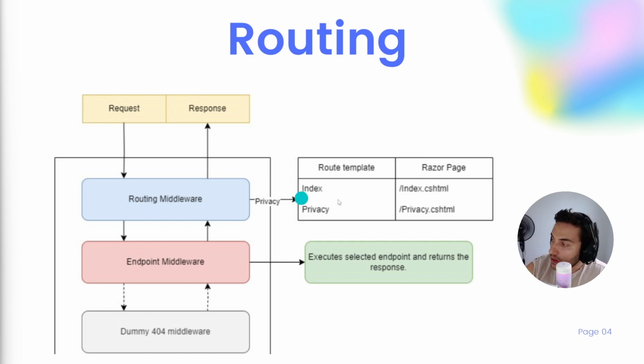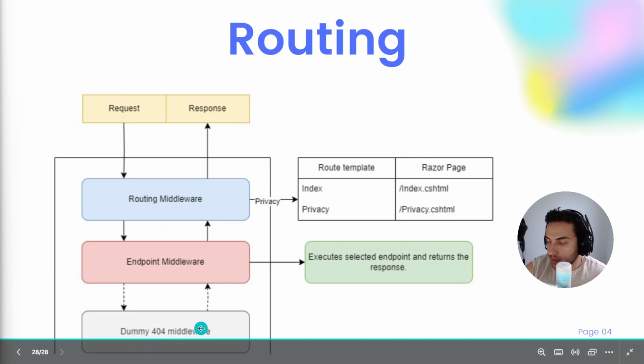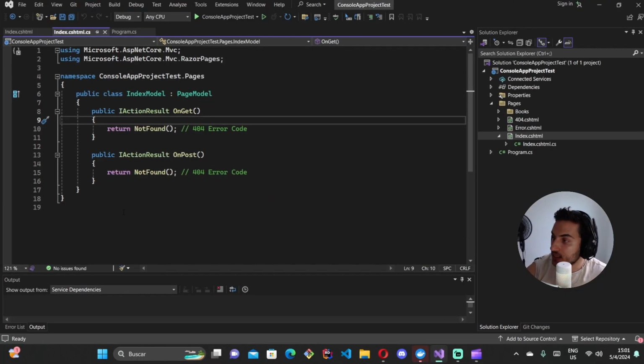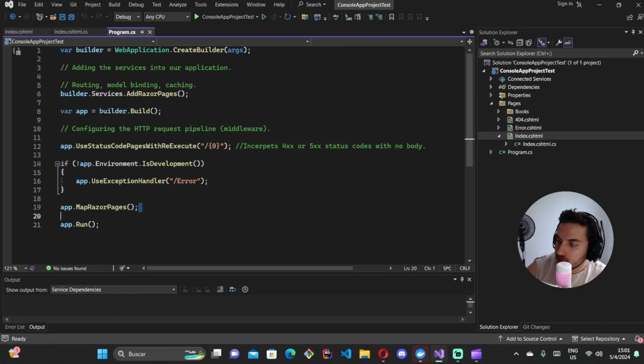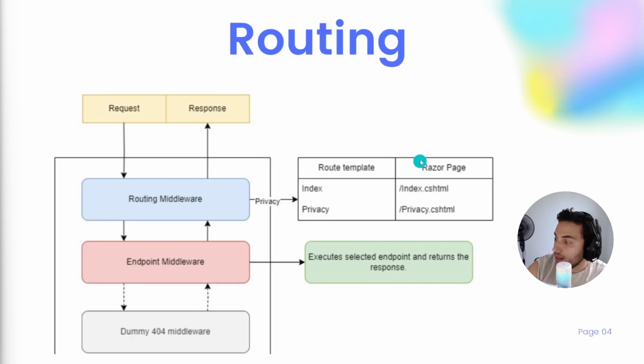One important thing to note is that in this diagram, you're going to be seeing this dictionary. And this is done by the endpoint middleware. So when we did this in our project and we set map Razor pages, this is going to create this dictionary that is going to register all the routes and all the endpoints.